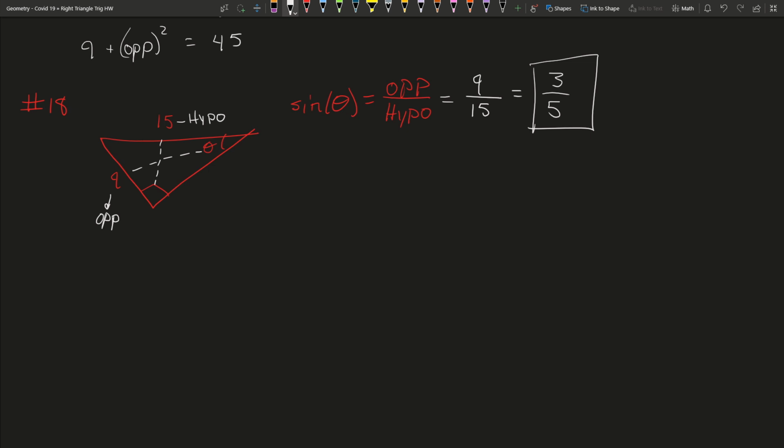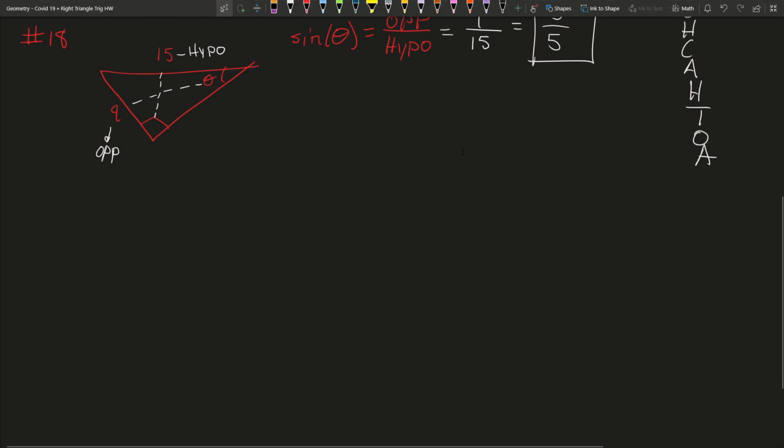Yep, that's it. That's why knowing SOHCAHTOA and what sides are what is very, very important, because sometimes you can skip a whole lot of work if you just know what you're talking about. Okay, so next we'll do 20.